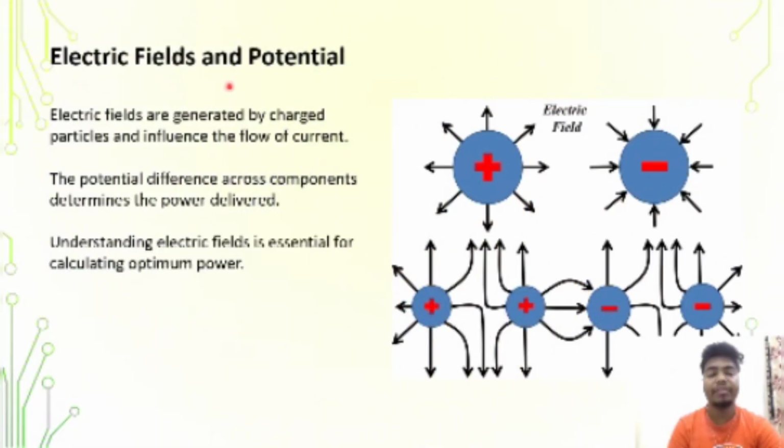Electric fields and potential. Electric fields are generated by charged particles and influence the flow of current. The potential differences across the components determine the power delivered. Understanding electric fields is essential for calculating optimum power. These are the electric field lines consisting of positive and negative charge. They do not form closed loops and they do not intersect each other. Like charges repel, unlike charges attract.